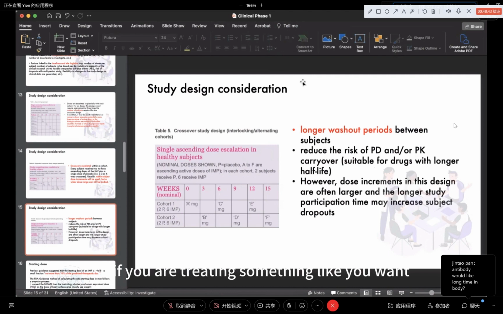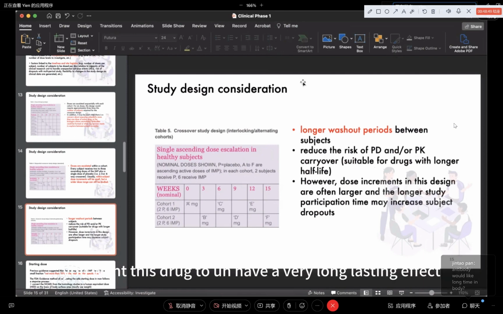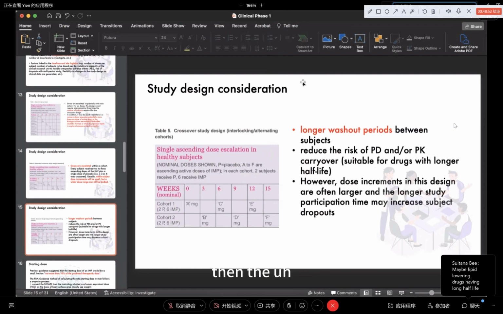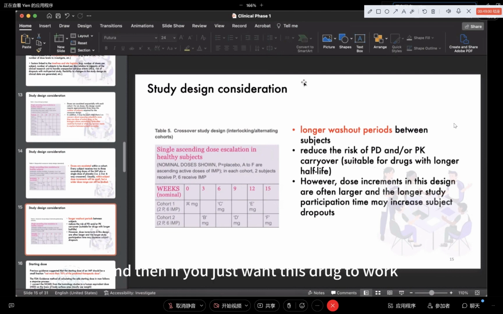You are getting somewhere. If you want this drug to have a very long lasting effect, then the PD of the drug will be longer. And if you just want this drug to work very transiently, then it will be very fast. Now, when we talk about diseases, what are the two main words that we use to represent a disease? I was thinking about chronic and acute, doctor.